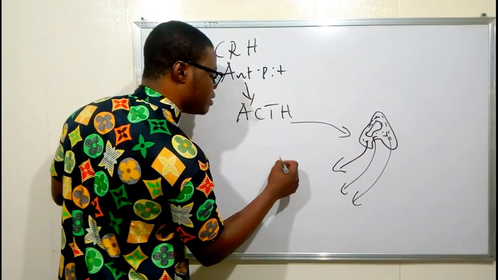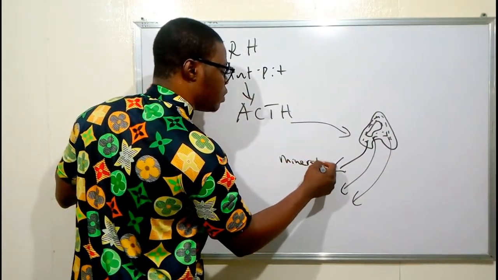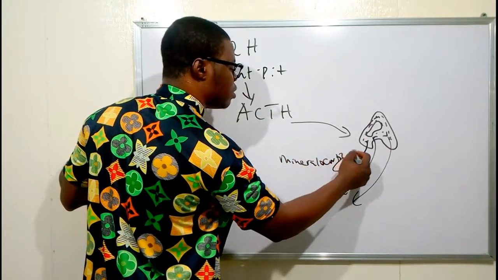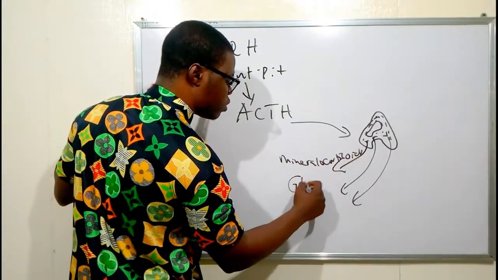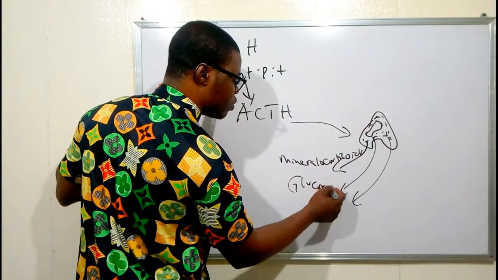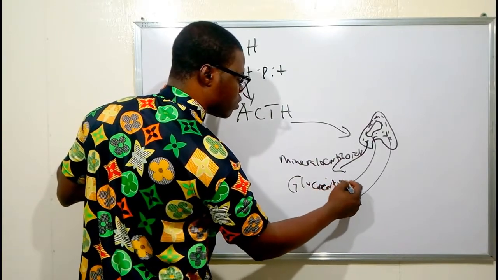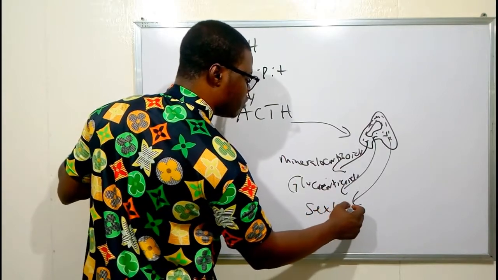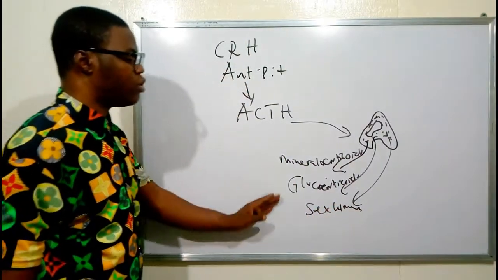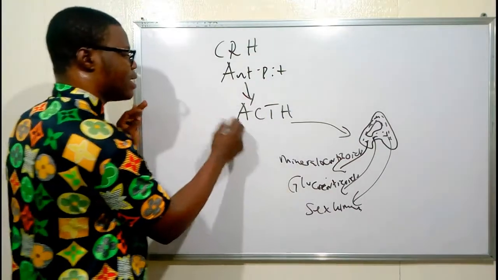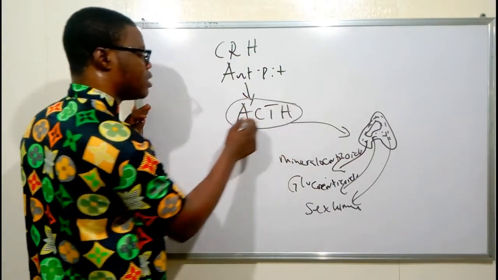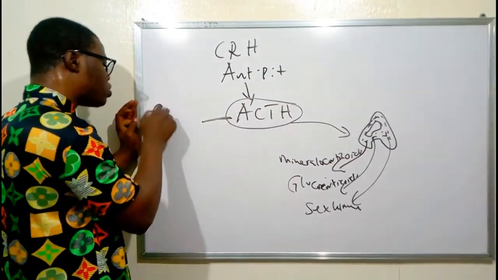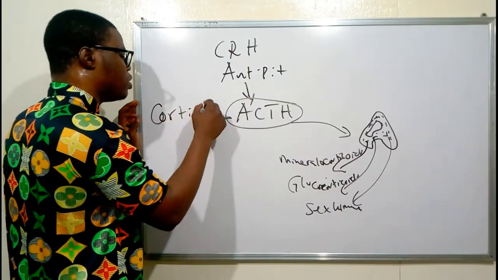So that is the mineralocorticoid, the glucocorticoid, cortisol to be precise, and these ones are the sex hormones. So there will be increased production of all these hormones. Now, let's say there is increased production of ACTH, but by what? That is by the corticotrophs of the anterior pituitary.